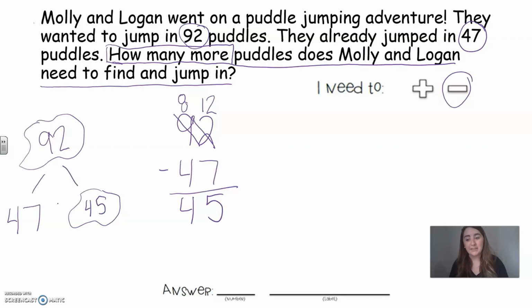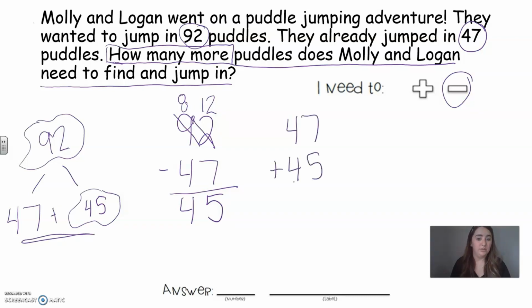Yes, we plugged it back into our math mountain, and we can check it that way. So let's check it by doing 47 plus 45, because that should equal 92 if we did this the right way.